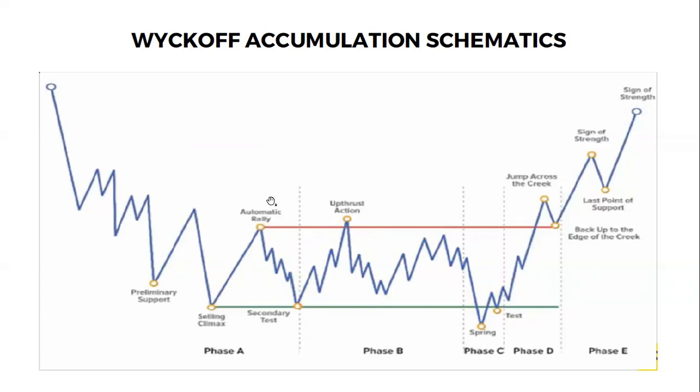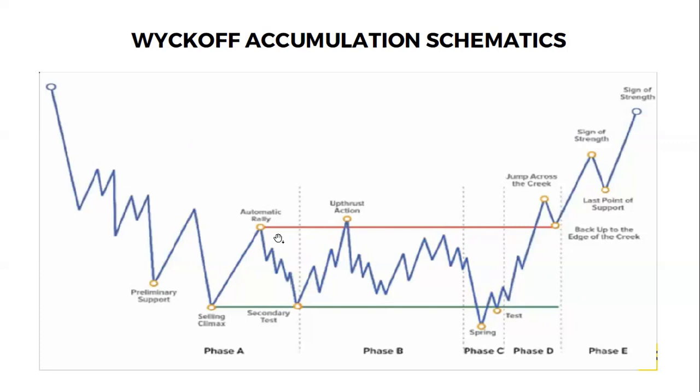This automatic rally is to check whether there are buyers or not. The market will go up towards a particular level, and once it gets confirmation that there are no more buyers at this particular point, the automatic rally ends, and eventually the market goes down. So that's the end of the automatic rally.